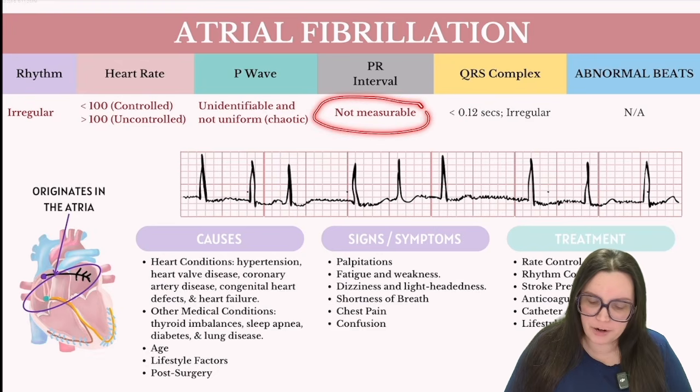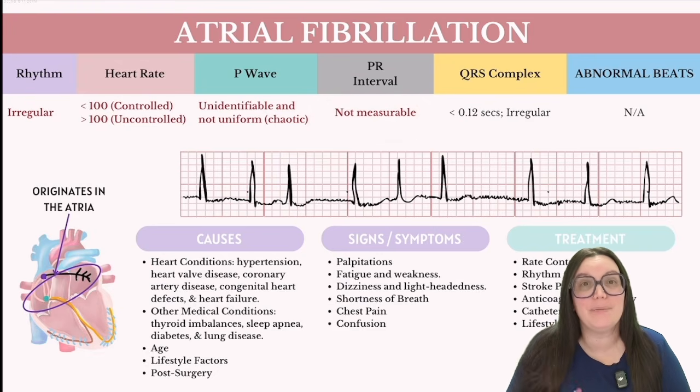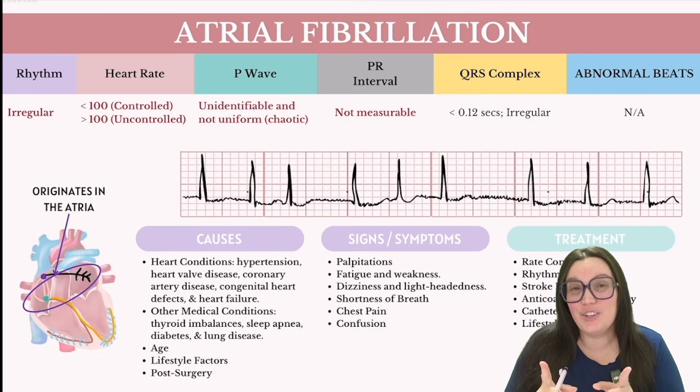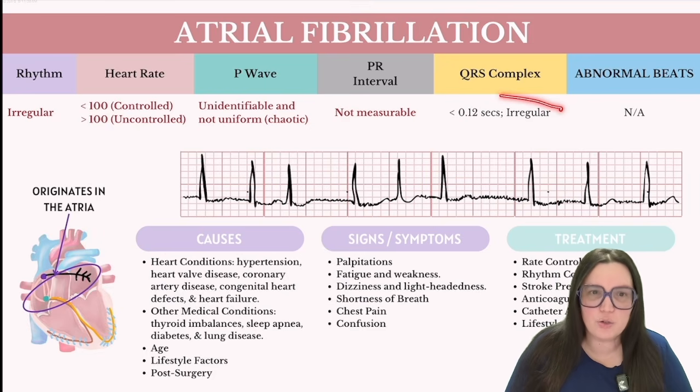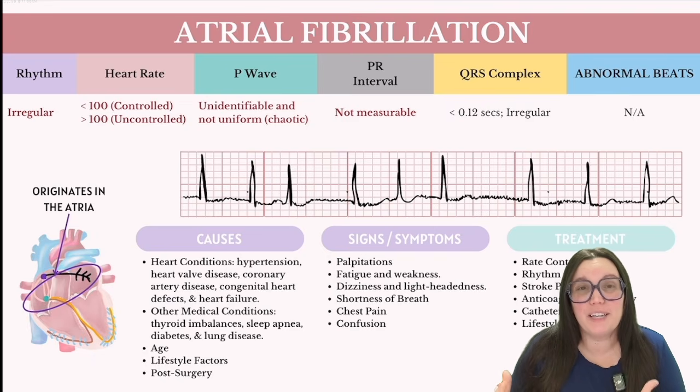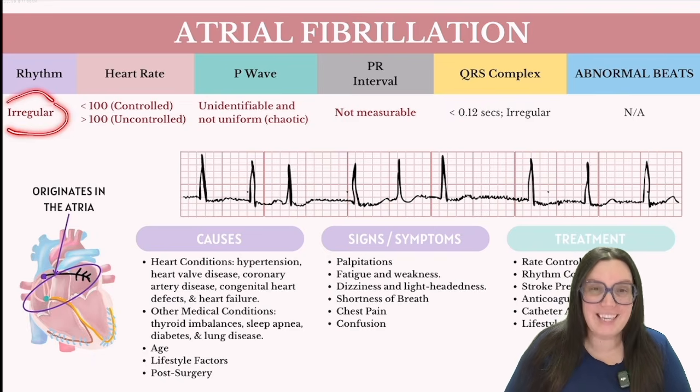And when it comes to our PR interval, we're also going to see it be non-measurable because we don't have distinctive P waves. The good news is that the QRS complex is going to remain completely normal and narrow, being less than 0.12 seconds. This rhythm is also characterized by the fact that it's going to be irregular.